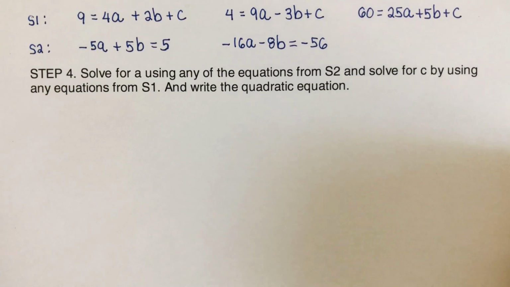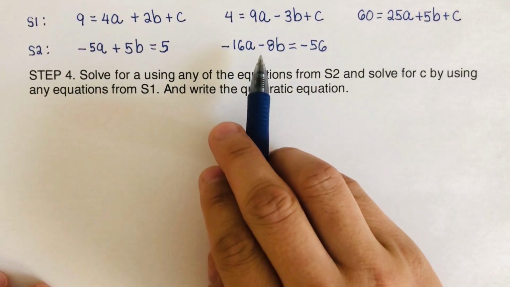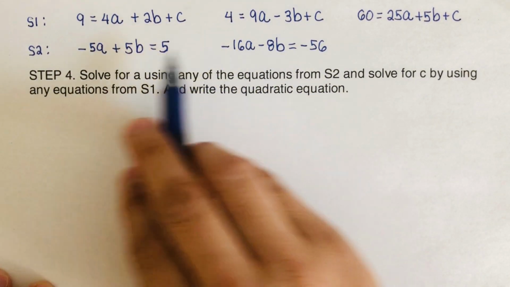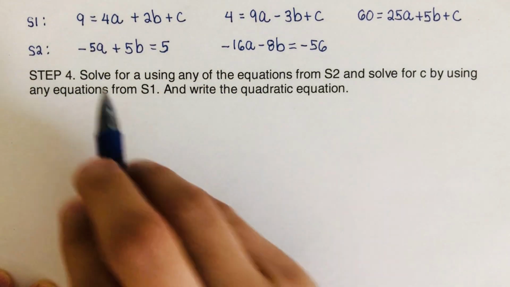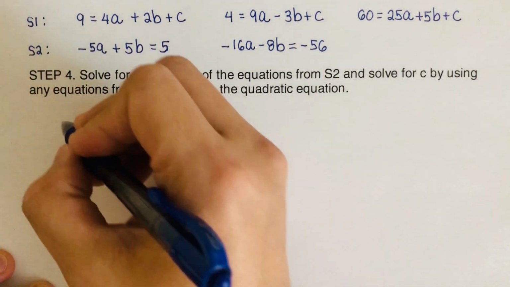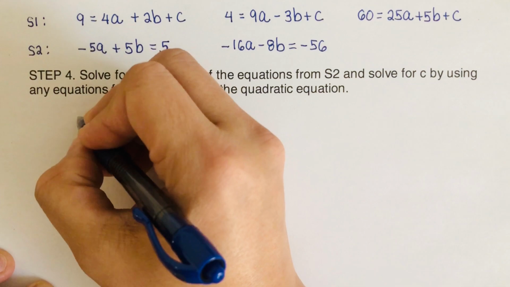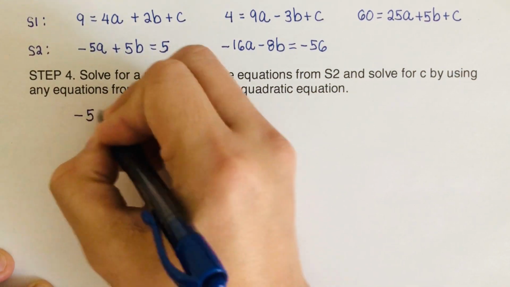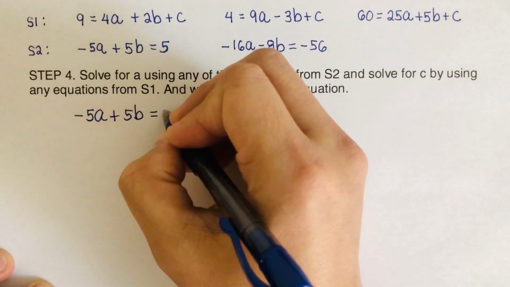In step 4, we're supposed to solve for a using any of the equations from step 2. So we go ahead and use one of these equations. It doesn't matter. Let's just pick this first one right here. Again, you can use any of these two. I'm going to go ahead and say negative 5a plus 5b equals 5.